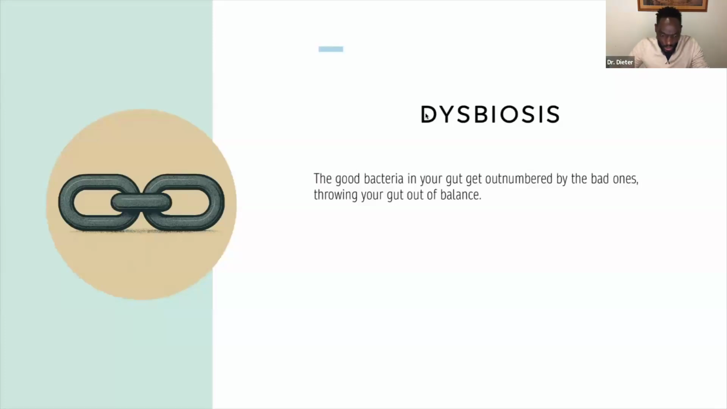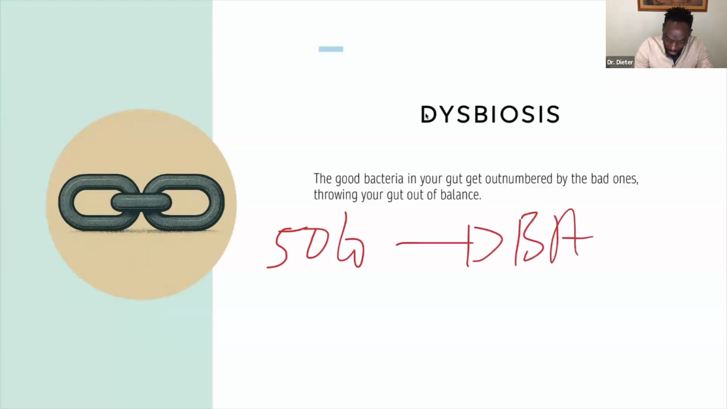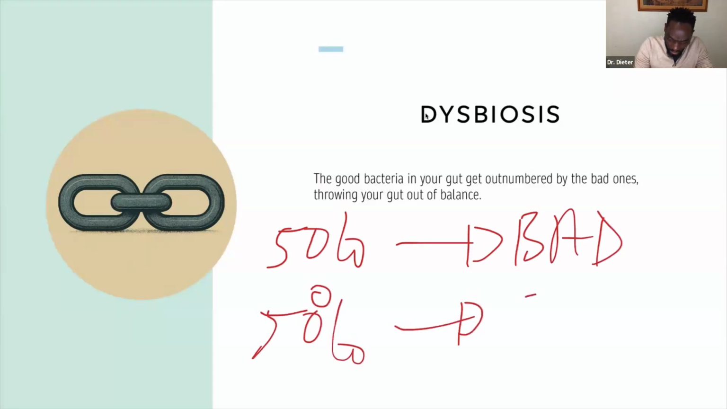microbiome dysfunction. You see, in the gut, the bacteria live in a 50-50% population. 50% of the bacteria in the gut are the bad bacteria, and the other 50% of bacteria are the good bacteria.